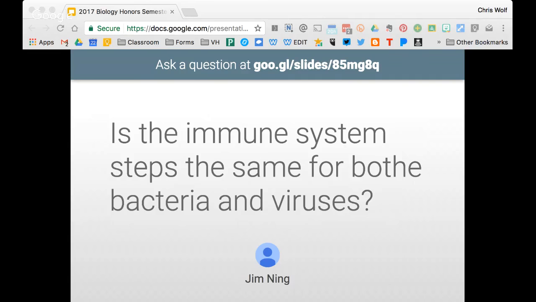Is the immune system steps the same for both bacteria and viruses? Not really, but that's something we didn't get into too much detail on, so I wouldn't worry about it. So I would say don't worry about that kind of detail for the final.